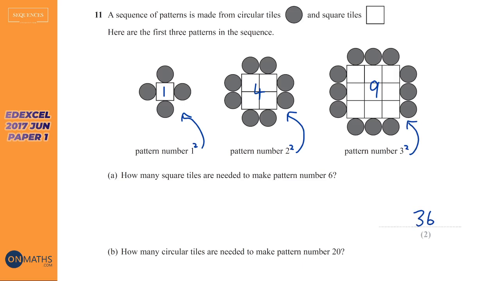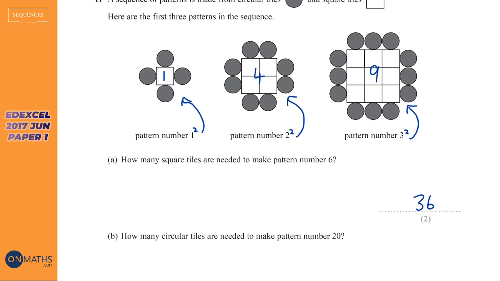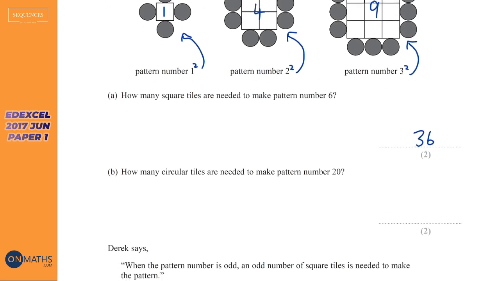Now if you don't know your square numbers off by heart, and you should know them up to 15 squared, up to 225, you have to know them. You have to just sit and learn them. Maybe on a Saturday or Sunday over breakfast, just sit with the list and learn them, because you will need to know them, and this is an example of why.